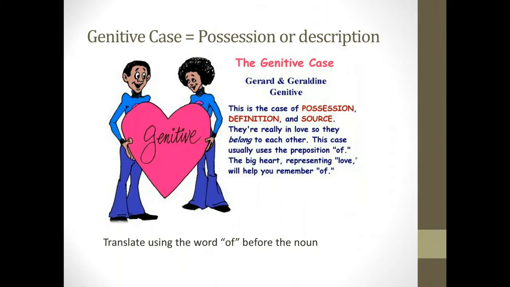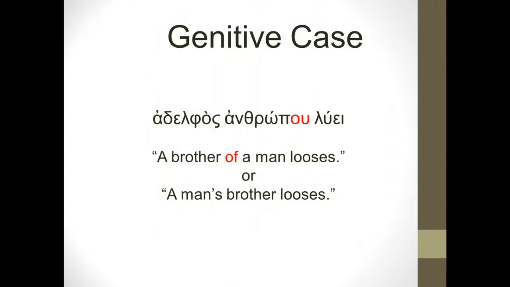So let me give you an example here from the Greek. We have here the Greek sentence, adelphos anthropou lue. Adelphos, I know, based on the omicron sigma ending of that word, is the subject. It's in the nominative case, so I know that it is a masculine singular nominative noun, and we'll talk about parsing again in a little while. So that's my subject. Anthropou, I know by the omicron upsilon ending that that is the genitive case. So I can say, for instance, a brother of a man.